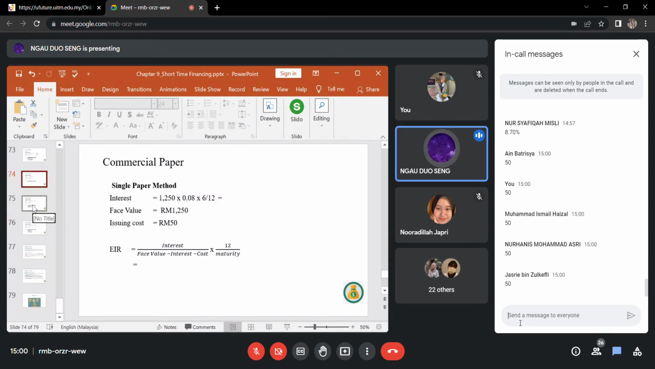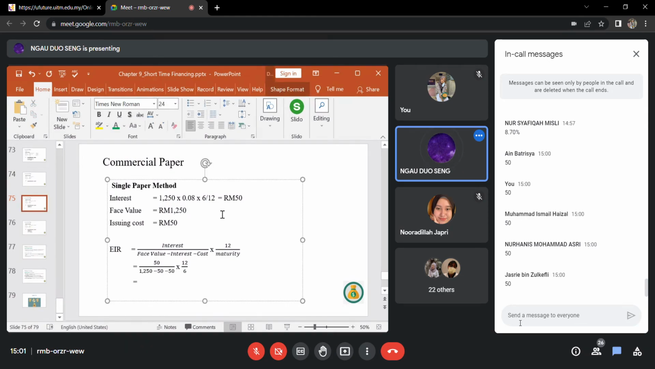All right, so we have 50. So face value is 1250. This one is per paper, right? Per paper. This one is one. Issuing cost is also 50 per paper.